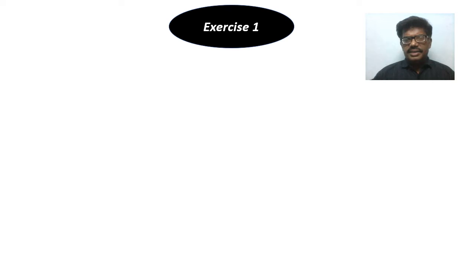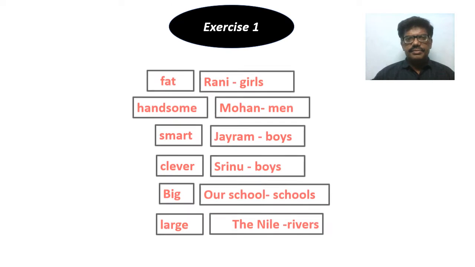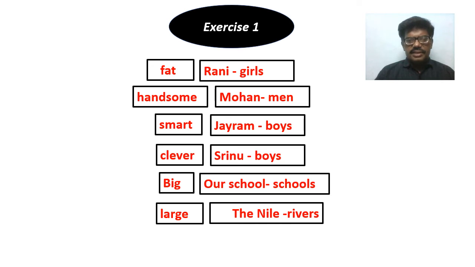Here is the exercise number 1 for more practice. In this exercise, the adjective fat is given to compare more than 2 units, Rani and other girls. In the next example, the adjective handsome is given to compare more than 2 units, Mohan and other men. In the third example, the adjective smart is given, Jayaram and other boys. In the fourth example, the adjective clever is given, Srinu and other boys.